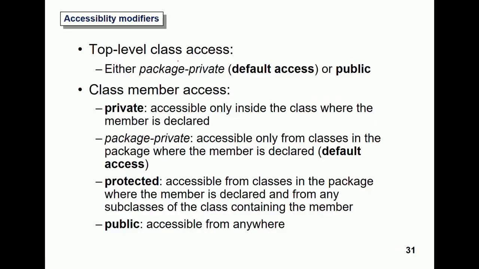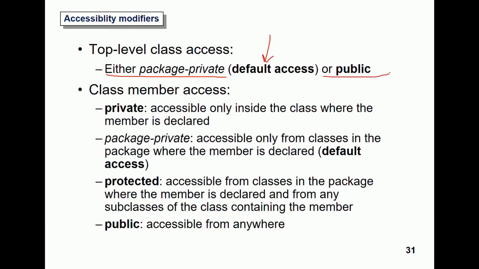Top level class access is usually either package private, which is the default access, so if you don't add an accessibility modifier to something, then it's by default package private. With private, you can only access stuff from within the class itself. Package private means that you can access data and methods from within the class, but also from within the package that you own. So it's either package private, which is default access, or public.